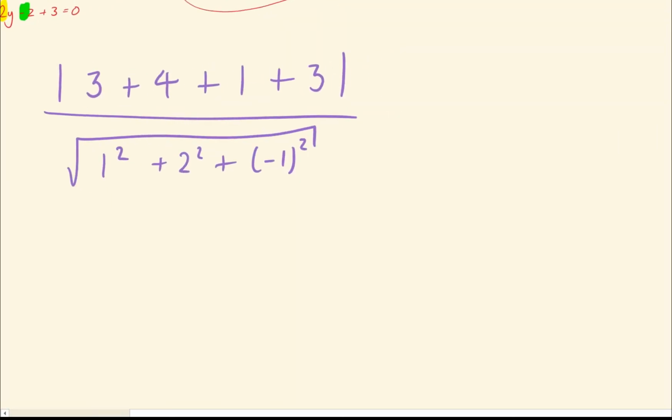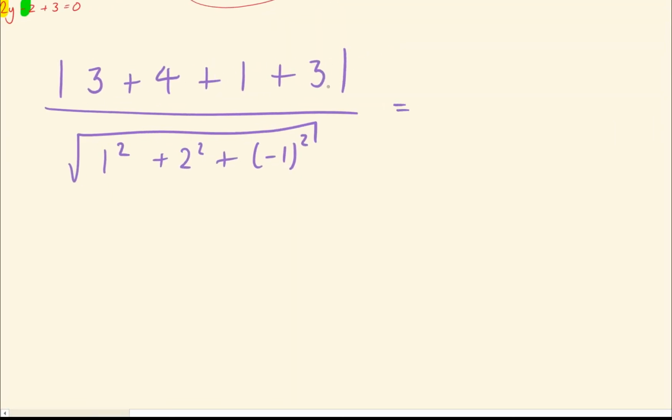And that's it. That's all you need to do. This added together gives me 11. And because it's positive, I can get rid of the modulus signs. If it was minus 11, I'd say 11 anyway. And then we divide by this. 2 squared is 4, so we then have the square root of 6. And that's all you need to do.